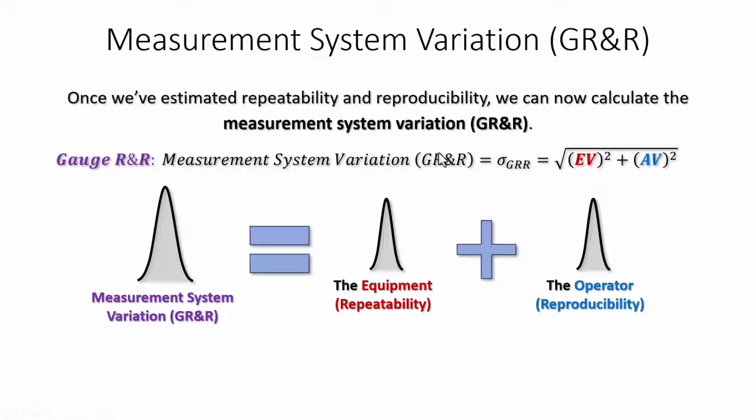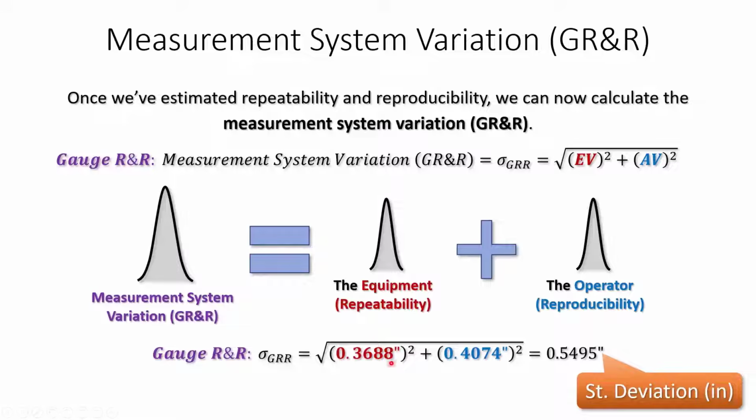Now, once we've calculated repeatability and reproducibility, we can calculate the Gauge R&R for this particular measurement system. And remember, here's that graph again. Gauge R&R is simply repeatability plus reproducibility. We have to do it in the variance form. So we take the equipment variation and square it, plus the appraiser variation and square it. We take the square root of that to calculate Gauge R&R. These are the numbers we just calculated: 0.3688, that was our repeatability, we square that; 0.4074, that was our reproducibility, we square that, and we can calculate our Gauge R&R value to be 0.5495 inches. And I want to re-emphasize the units of measure, because remember, Gauge R&R can be calculated as variance or standard deviation, and the best way to tell the difference is to look at the units of measure.